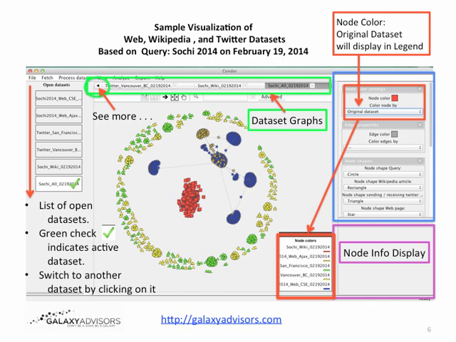In the upper right-hand corner, you can color the nodes by the original data set. It will display a legend, which I've indicated here in red, and you can see the different searches that I did originally, and they're color coded accordingly.